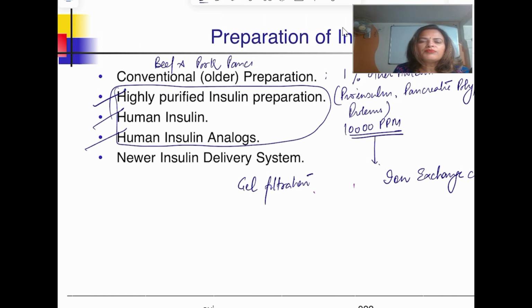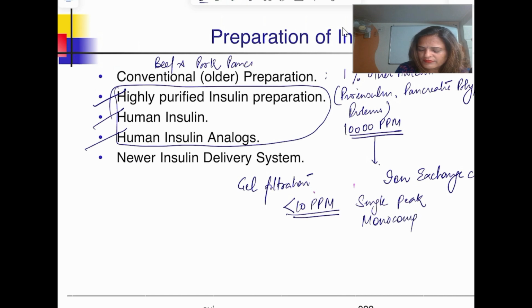What happens with this? The impurities or protein part will be less than 10 parts per million, and with this we get single peak insulin and monocomponent insulin. Okay. Then another one is human insulin. Human insulin is made by recombinant DNA technology.